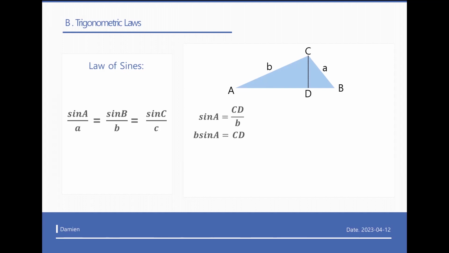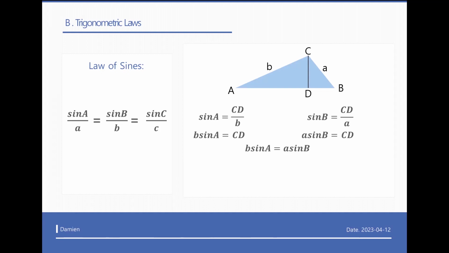Let's look at the other side of the triangle for angle B. So sine B equals CD over a, because again, it's going to be opposite over hypotenuse, and the new opposite for this triangle on the right side is going to be CD, and the hypotenuse is going to be a. Okay, let's rearrange it again so that it will equal CD. a sine B equals CD. Then, as you can probably notice, b sine A and a sine B both equal CD, so we can put them together like this.